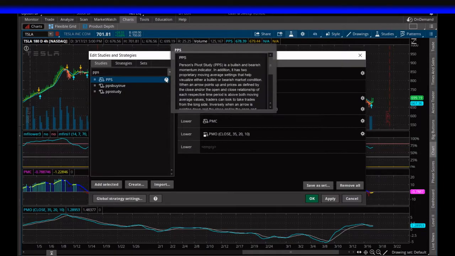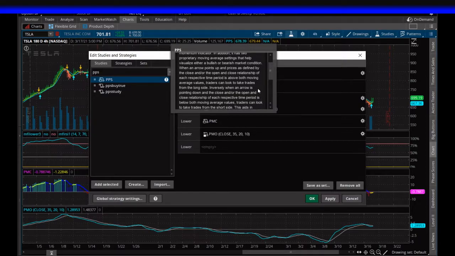Let's see, add view. There we go. Now, the Person's Pivot Study is a bullish and bearish momentum indicator. In addition, it has two proprietary moving average settings that help visualize either a bullish or bearish market condition. When an arrow points up and prices, as defined by the close and/or the open and close relationship of each respective time period, are above both moving average values, traders can look to take trades from the long side.